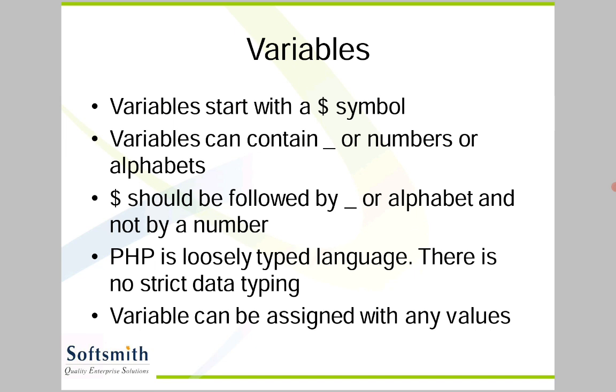A variable name should start with a dollar sign followed by an underscore or an alphabet, not a number. PHP is a loosely typed language. What is PHP? It is a loosely typed language. There is no strict data typing. Strict data typing means we can store only specific data types in a variable; in a loosely typed language, we can store any type of data in any variable.